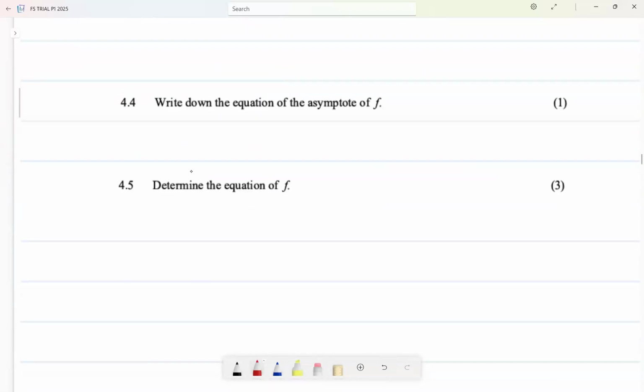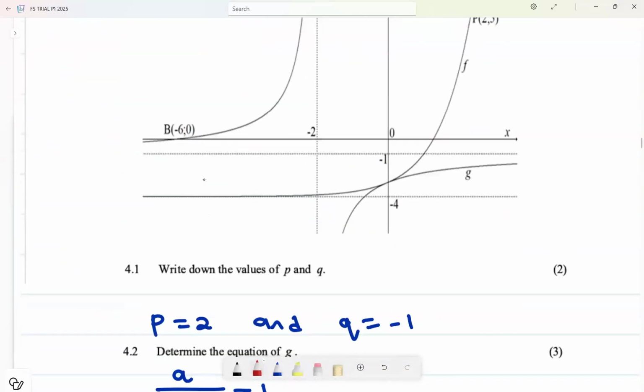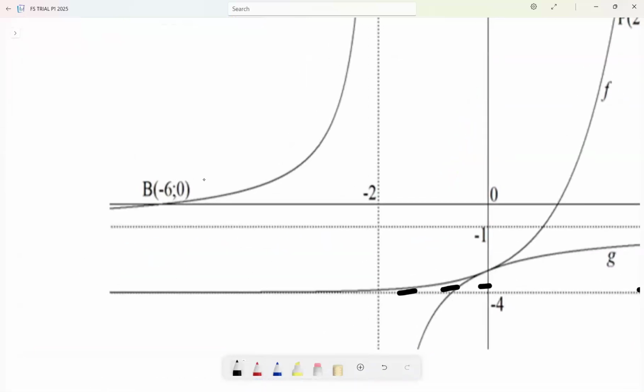Right? Write down the equation of the asymptote of f. Equation of asymptote of f. It is our exponential graph. So let's see. Our exponential graph goes like this again. So it has an asymptote at y is equal to -4. So it does not necessarily touch. Just that here it shows as if it touches, but it does not touch, guys. So the asymptote is y is equal to -4. Just easy.